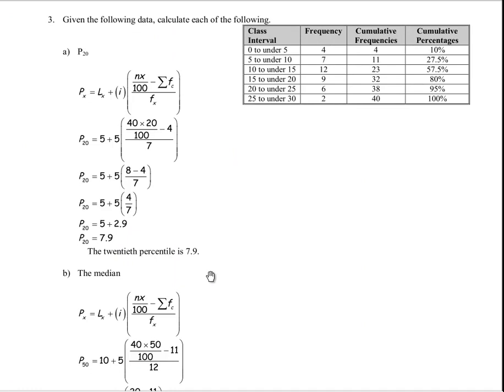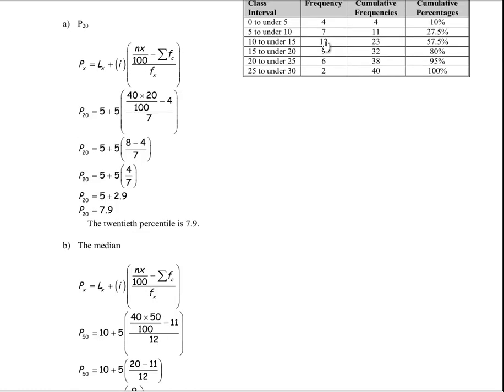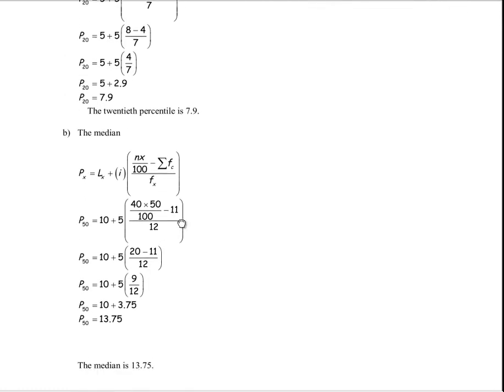To find the median, not too much difference in the calculation, except, of course, X is 50 for the median, so 50 here. The median is in the third interval because it's above 27.5 but below 57.5. So the cumulative sum before that interval is 11, so that's why 11 goes here. And the frequency for this interval is 12, so we have 12 in place of F_X.